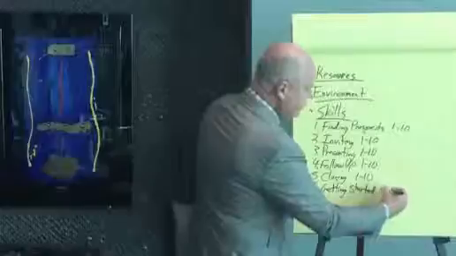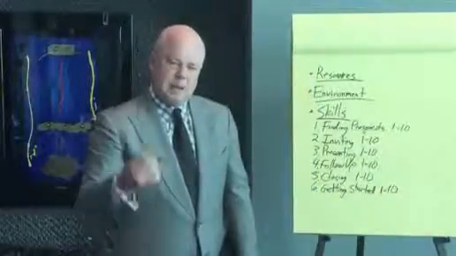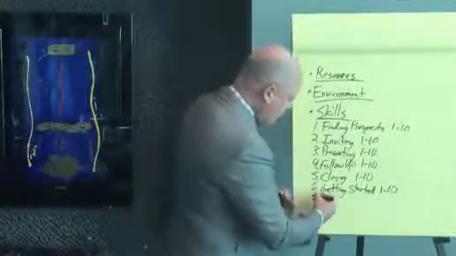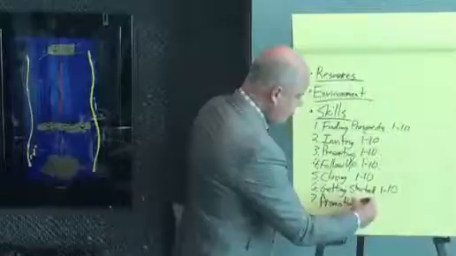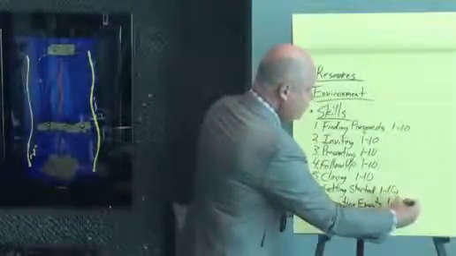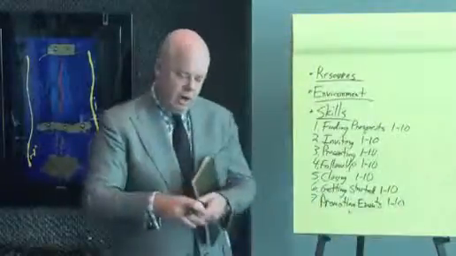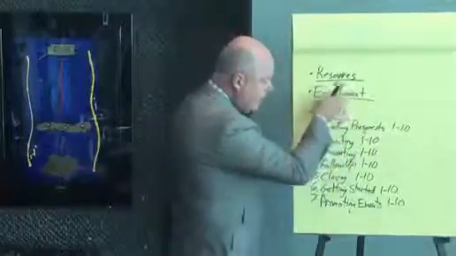This is where duplication lives. Scale of 1 to 10, where are you? And be honest. And number 7, promoting events. Getting people to attend big events. On a scale of 1 to 10, where are you? Be honest.